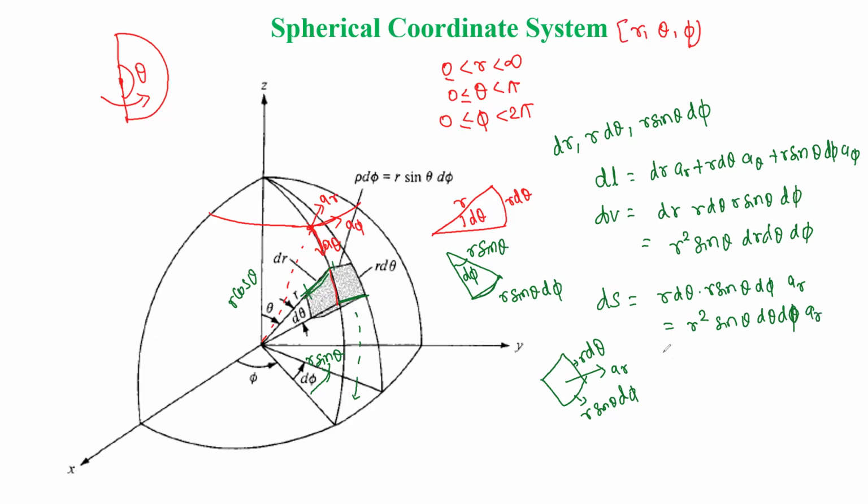Similarly, we can write the other ones. Like this, we are going to get three expressions for the differential surface. Another one we have is dr r d theta a_phi, and one more we will get is dr r sin theta d phi along a_theta. Like this, we are able to find the differential length, surface and volume, all these things, in all three coordinate systems. Thank you.